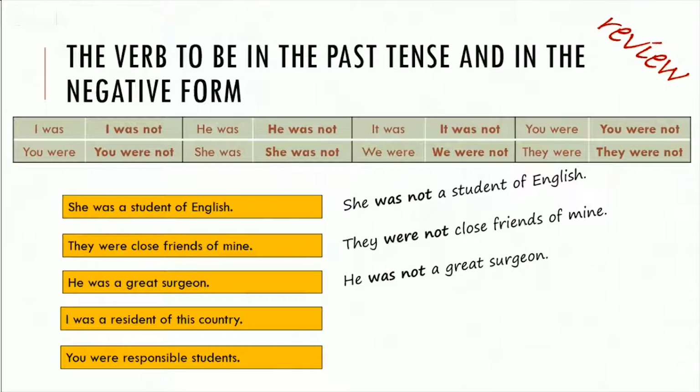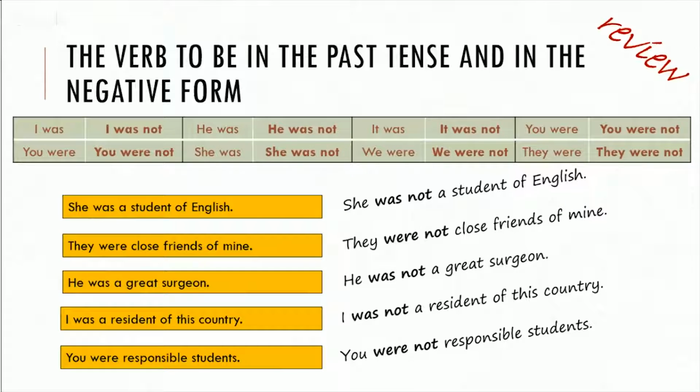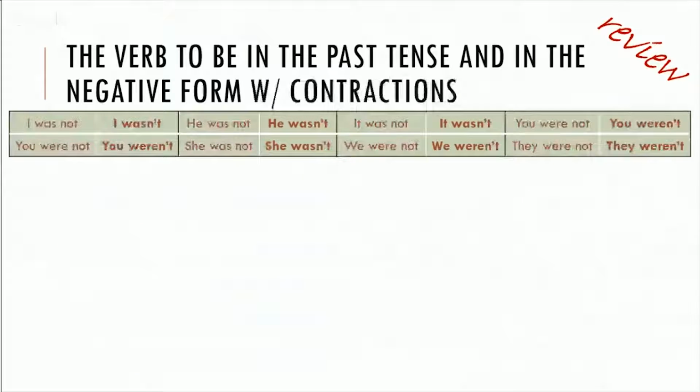She was not a student of English. They were not close friends of mine. He was not a great surgeon. I was not a resident of this country. And you were not responsible students. So those were the 5 sentences that I gave you. Again, the verb to be in the past, was for third person singular, were for everything else. You also use was for I, and then not after the verb to be in order to make it negative.